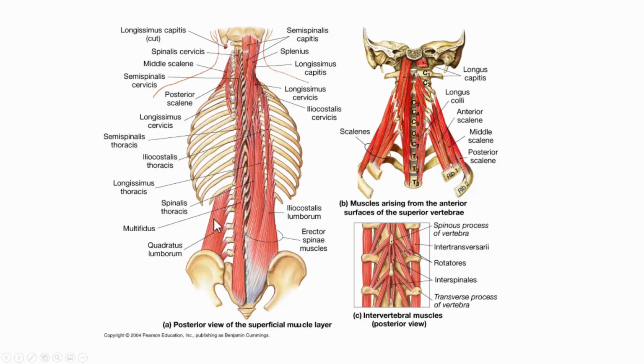And then over here, we have the quadratus lumborum. It's quadrangular in shape. It's in the lumbar region. As a matter of fact, it's attached to the iliac crest, to the lumbar vertebrae, and then to the ribs. Okay, quadratus lumborum. Let's kind of tie this into our mnemonic here.